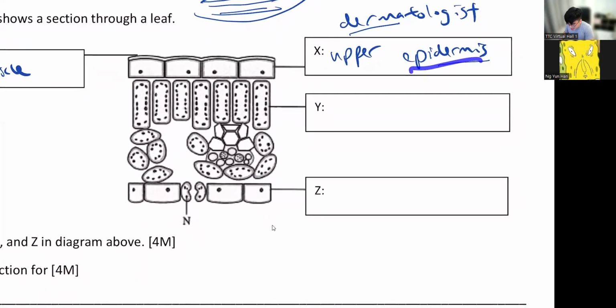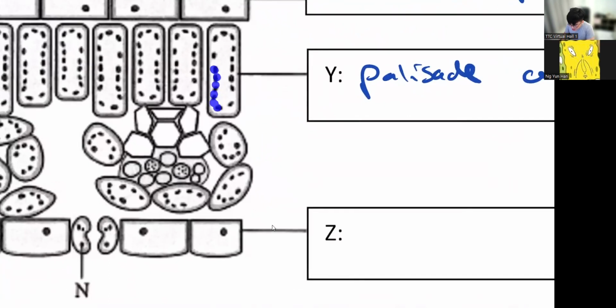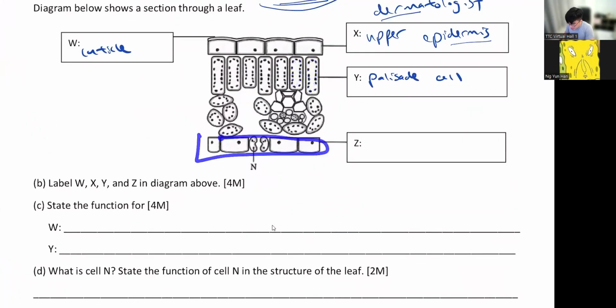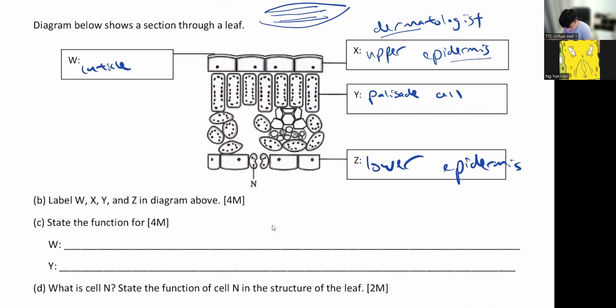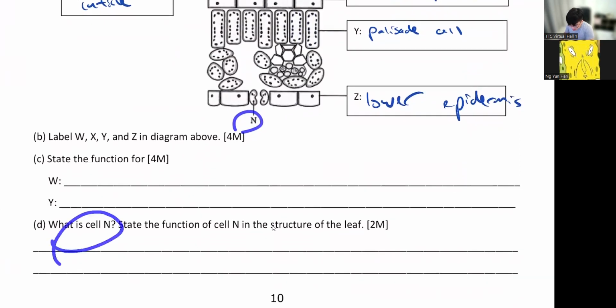Okay. And next, what is this layer called? This is called your palisade cell. Palisade cells have the most chloroplasts here. Can you see? All these are chloroplasts. So your palisade cell. And then the bottom layer here is called your lower epidermis. You have your upper skin and your lower skin. Easy peasy. Upper skin, lower skin. And then, they didn't ask for N, by the way. Oh yeah, they did. Okay, they do later.